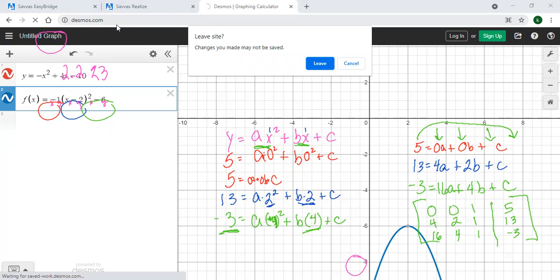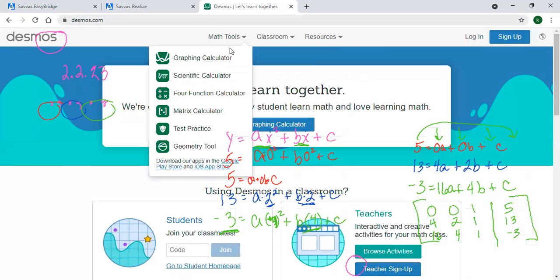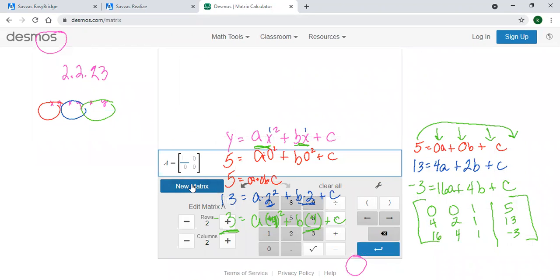All right, I think that gives me a pop-up. Oh, it's right there. Leave that screen. Get my toolbar on top, switch from the math tools to the matrix calculator. Hopefully you guys remember this if you watched it at all. We want a new matrix.